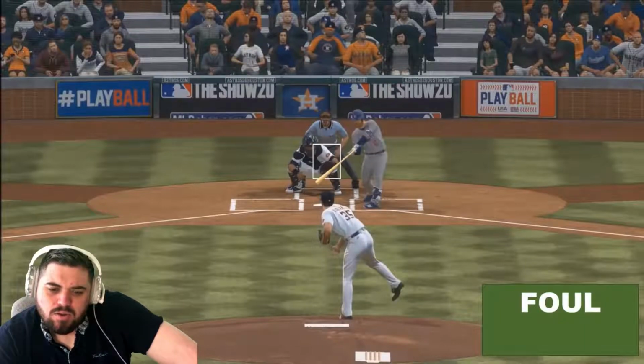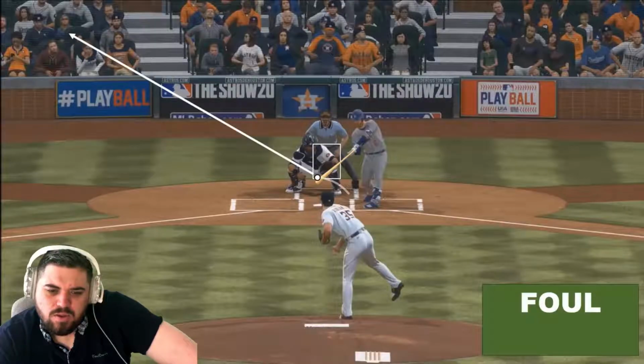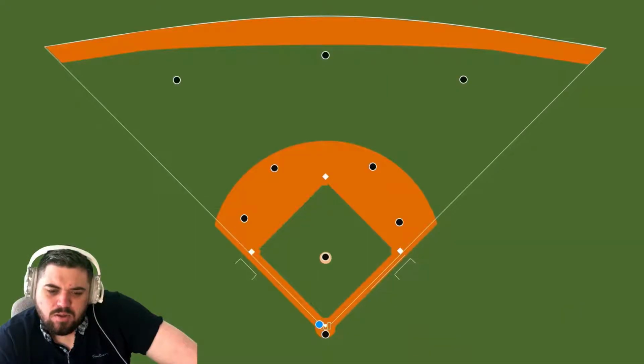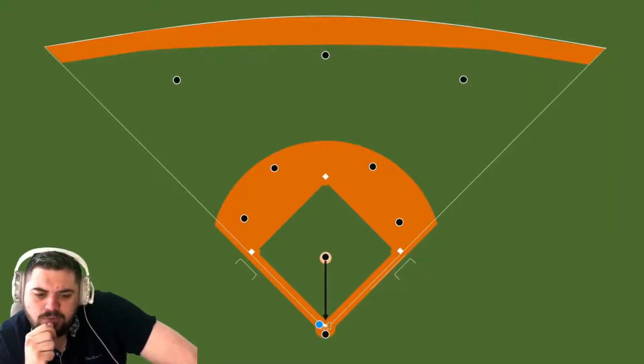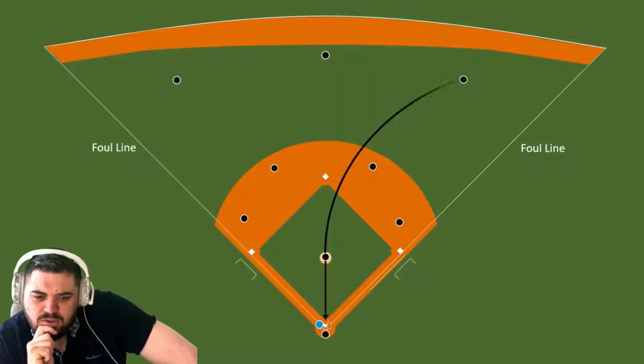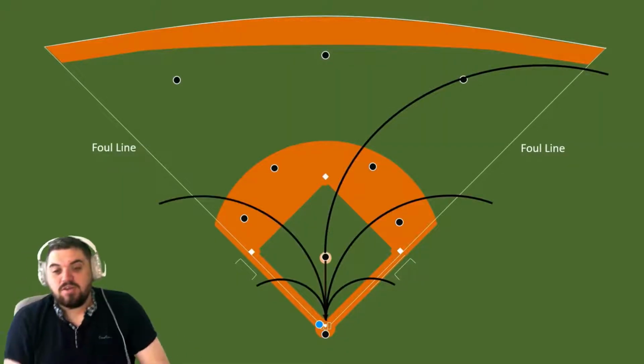Let's talk about foul. So if a pitcher throws the ball, it hits the bat, and then it goes into the non-playing area, that's called foul. So you see here the pitcher throws the ball, and these are the foul lines. So area within the foul line is fine. If it goes outside, then it's a foul ball.